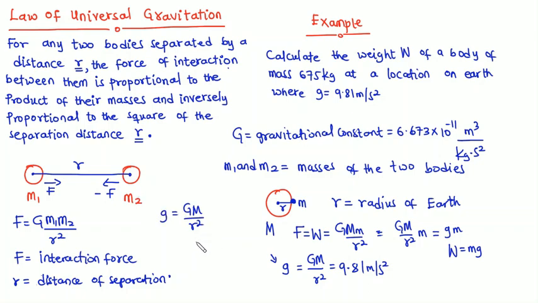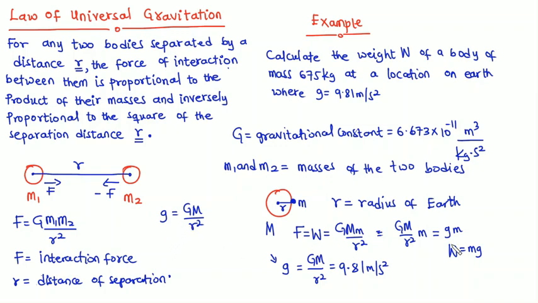If the object is at a distance very far from the center of Earth, then r is going to increase, and if r increases, then the value of g is going to decrease. Similarly, if an object is very close to the center of Earth, then r is going to decrease, and then g is going to increase. So let's take note of this. Although we consider g to be a constant, it can change in some situations.